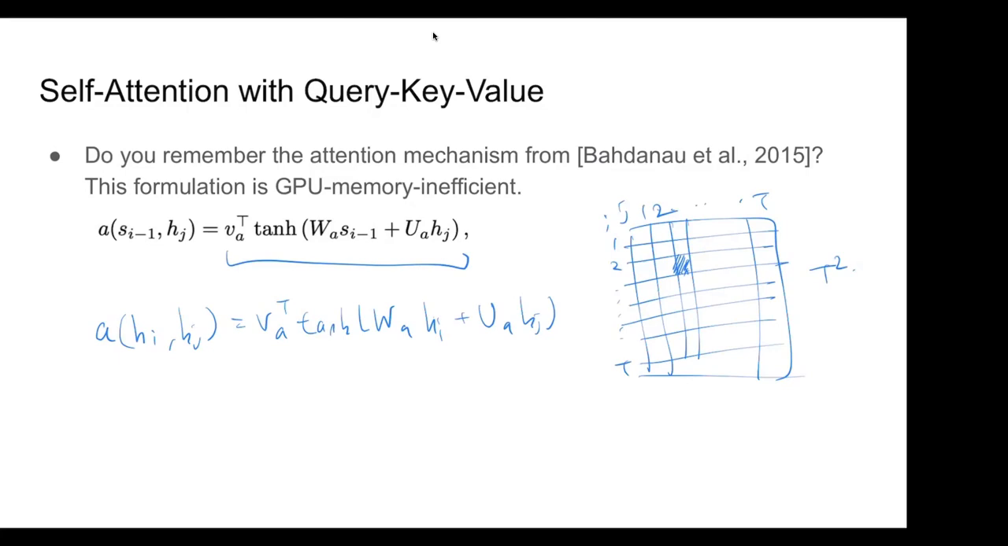And how can you parallelize in GPU? This is where the beauty of the parallelization comes in. Because what you can do is, instead of computing this in a vector form, you can try to put the entire matrix H.